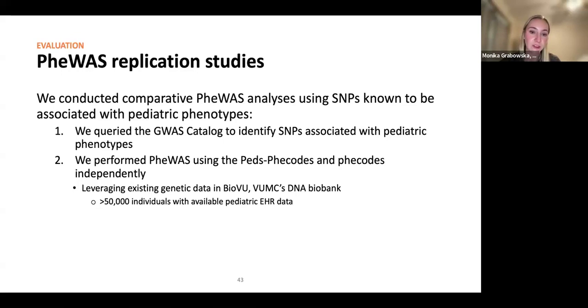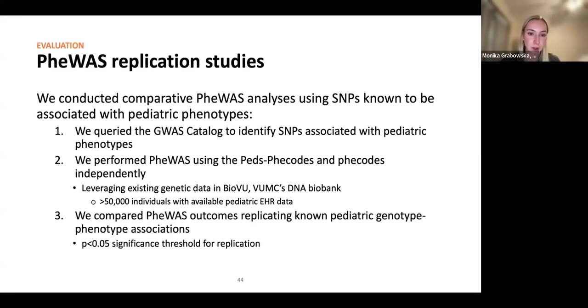For this, we leveraged genetic data that we had in BioVU, VUMC's DNA biobank, which has over 50,000 individuals with available pediatric EHR data. Then finally, we compared the outcomes of our PheWAS analyses for these replication studies to see whether we were able to replicate more of these known associations using the PEDS phecodes versus the phecodes. Here we're using a 0.05 p-value as our significance threshold, since these are known associations, and this is more of a replication significance threshold than a novel association threshold.